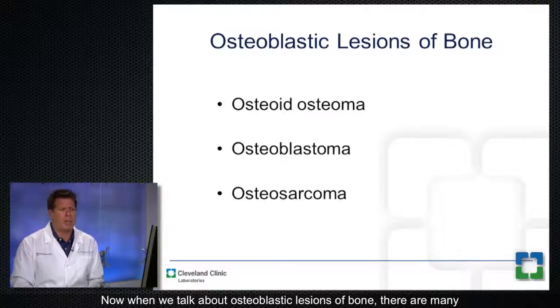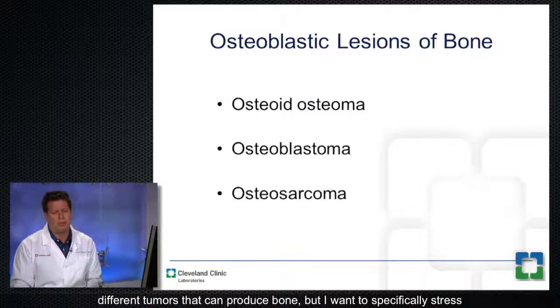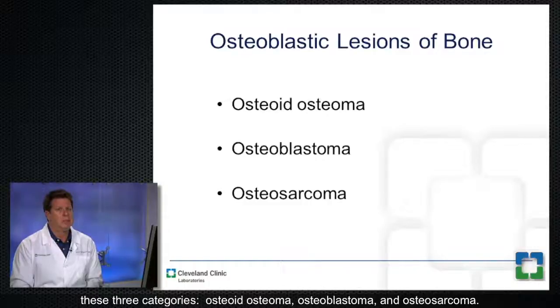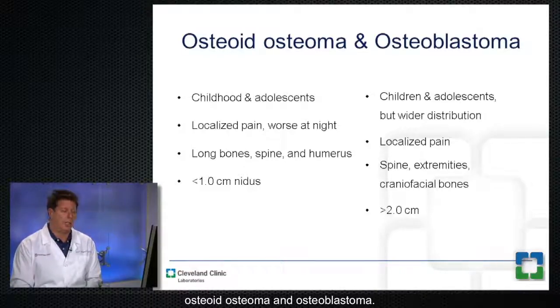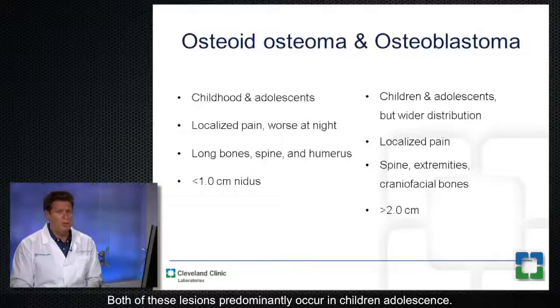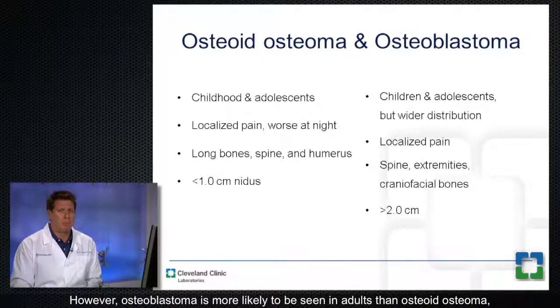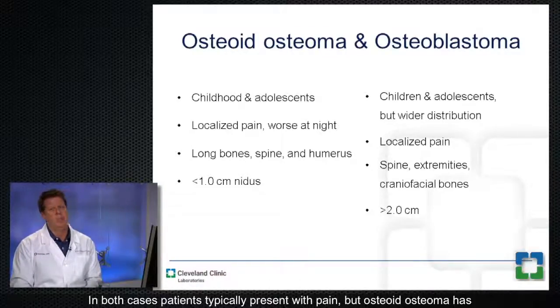Now, when we talk about osteoblastic lesions of bone, there are many different tumors that can produce bone. But I want to specifically stress these three categories: osteoid osteoma, osteoblastoma, and osteosarcoma. So let's talk a little bit first about the benign lesions, osteoid osteoma and osteoblastoma. Both of these lesions predominantly occur in children and adolescents. However, osteoblastoma is more likely to be seen in adults than osteoid osteoma, so it has a wider age distribution.